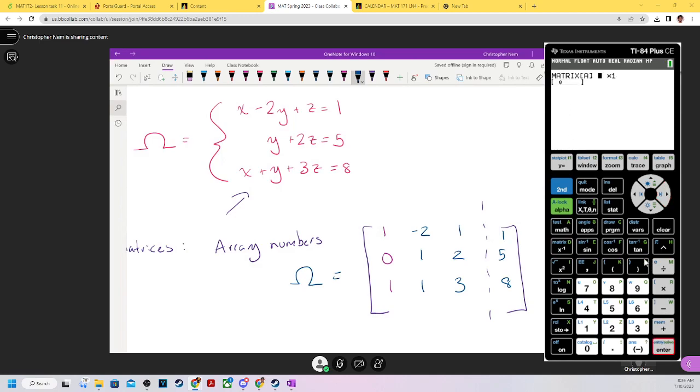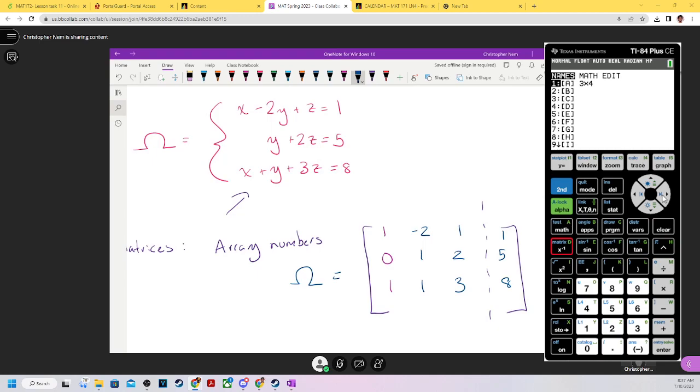Now I need to specify the dimensions of my matrix. In particular, I'm working with a 3x4, 3 rows, 4 columns. So I'm going to click 3, 4. Now I need to enter the actual entries in my matrix. I'm going to click on 1, negative 2, 1, 1, 0, 1, 2, 5, 1, 1, 3, 8. So make sure you don't mess that up. Then afterwards, you need to clear away from this to go to the original page, and once you're there, you need to go back to the matrix page.